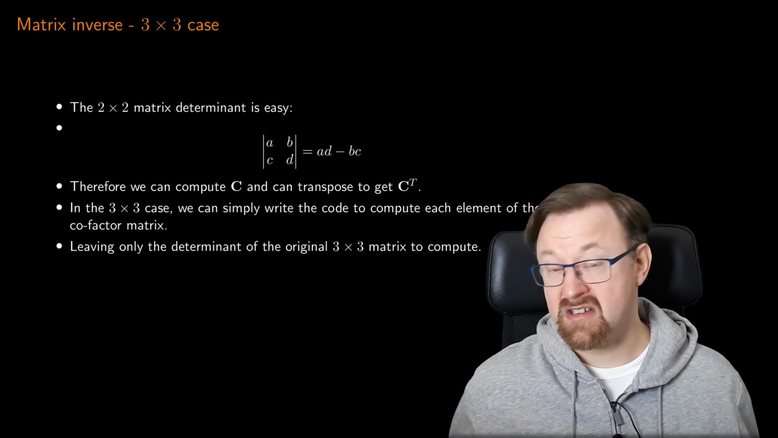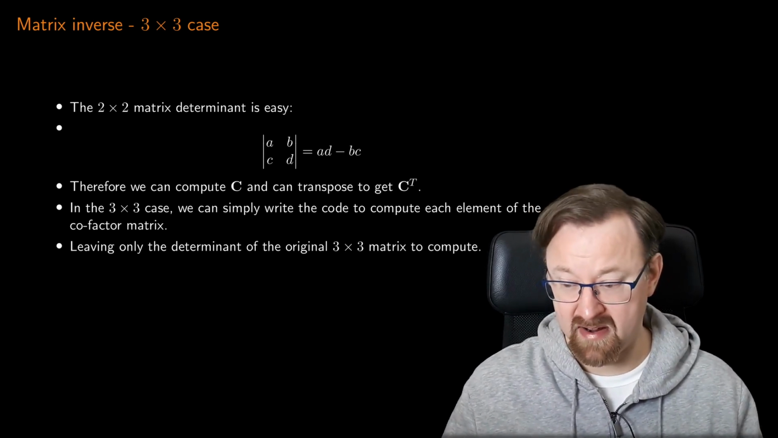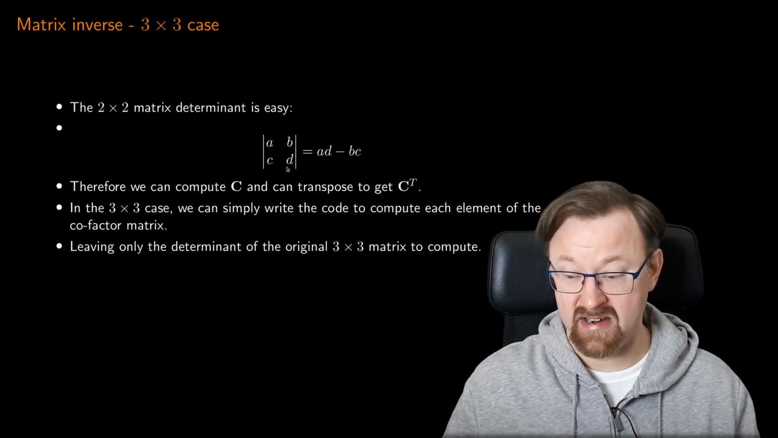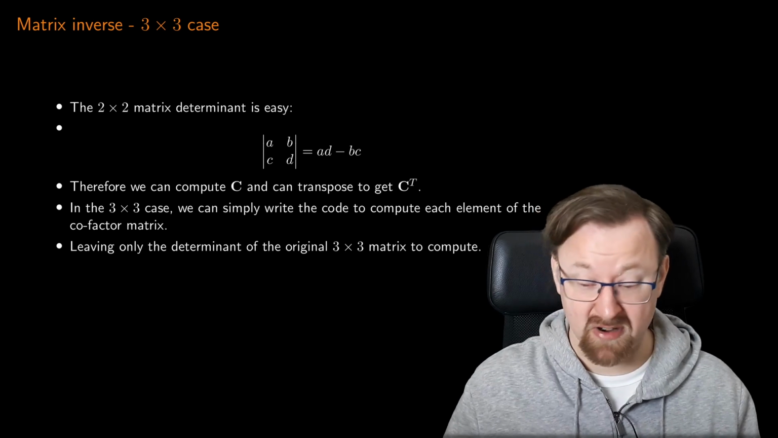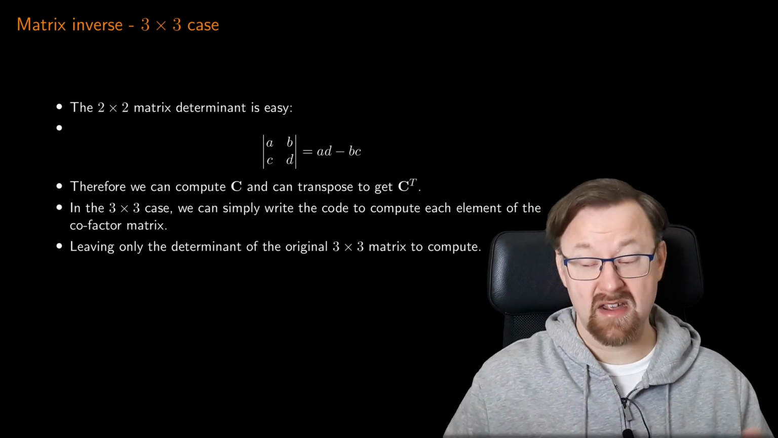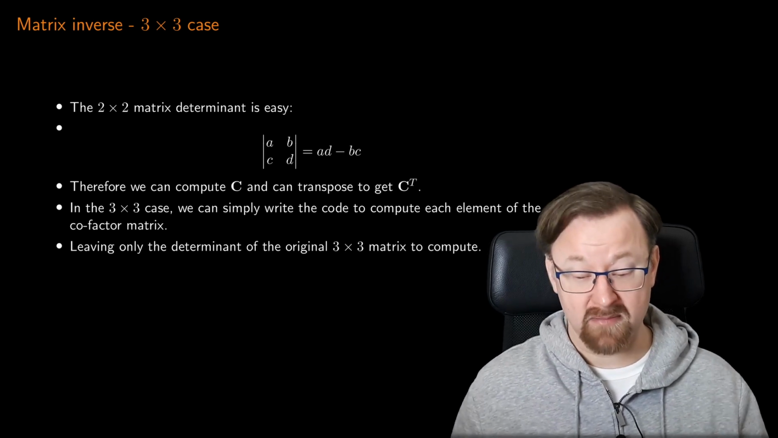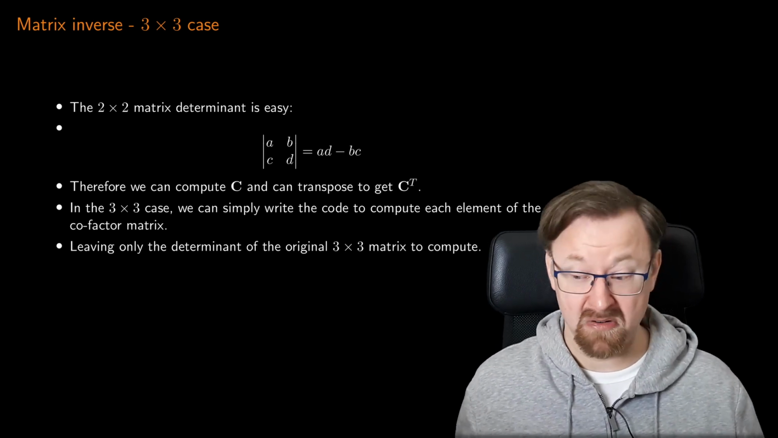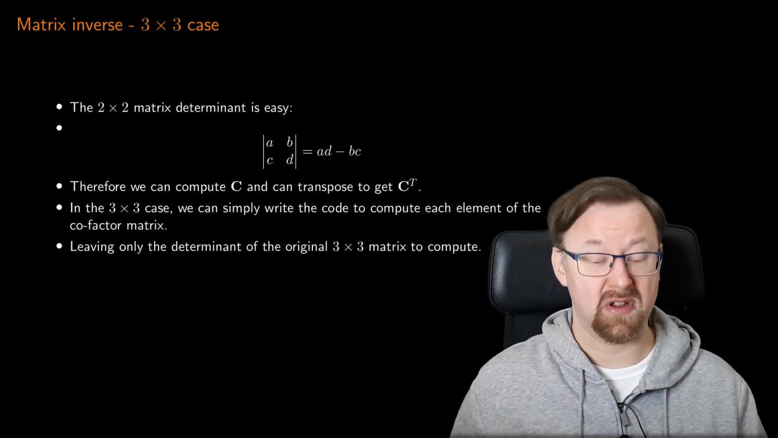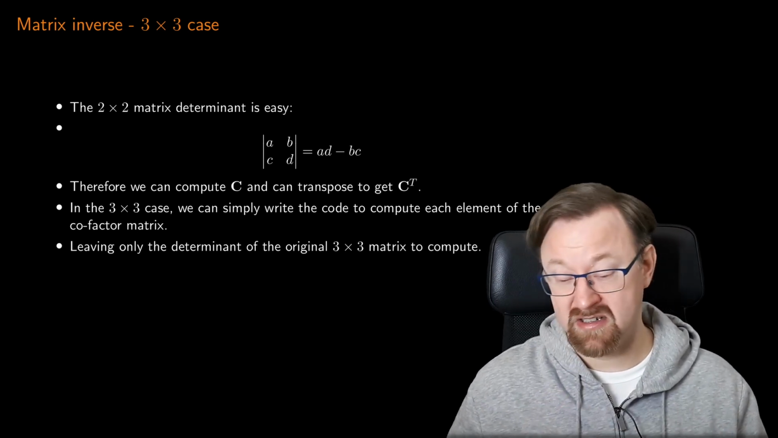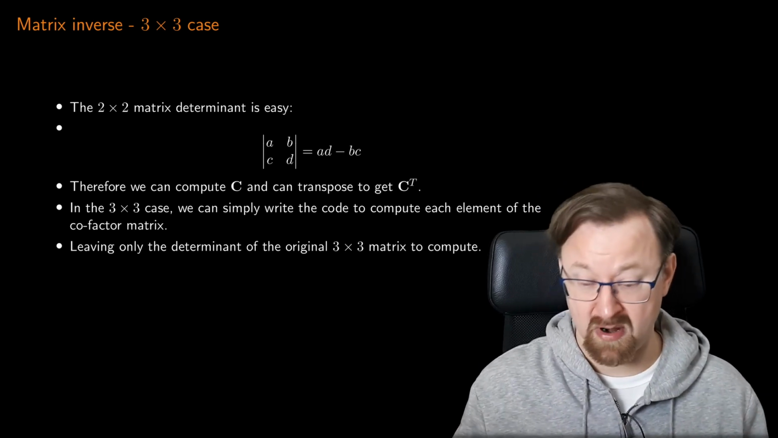Then we just need to know how to calculate the 2x2 matrix determinant, which is simply given by this. It's simply AD minus BC, A times D minus B times C. That's really straightforward, and therefore we can compute C, we can transpose that to get C transpose, and then in the 3x3 case, it means we can simply write code to do that. We don't need to do anything complicated to compute each element of the cofactor matrix, and that leaves us only to compute the determinant of the original 3x3 matrix.